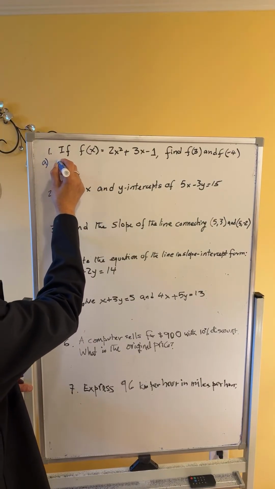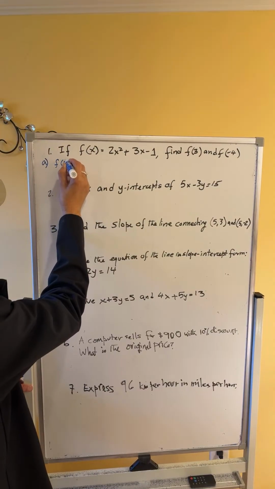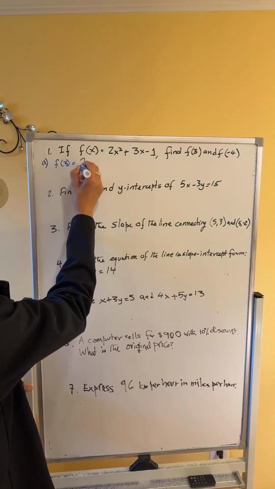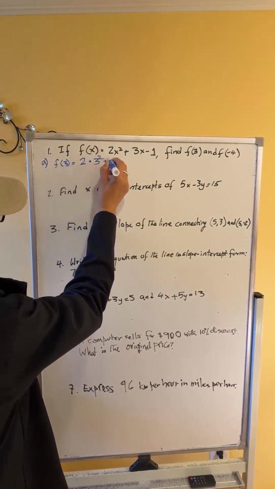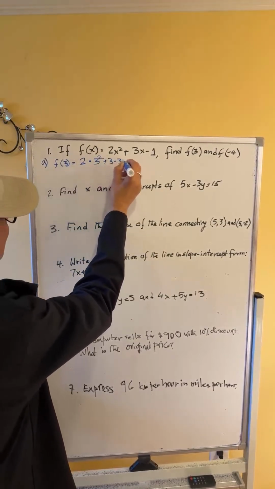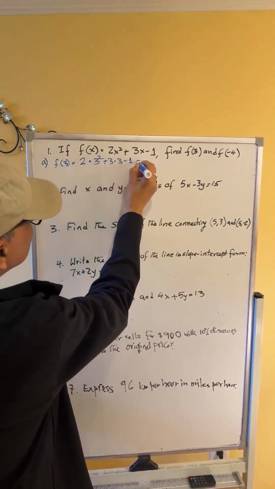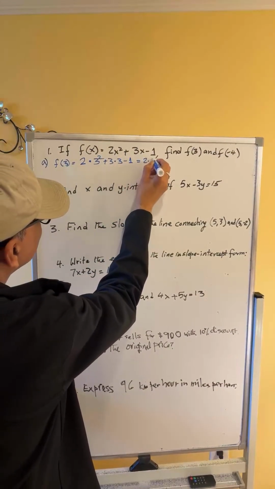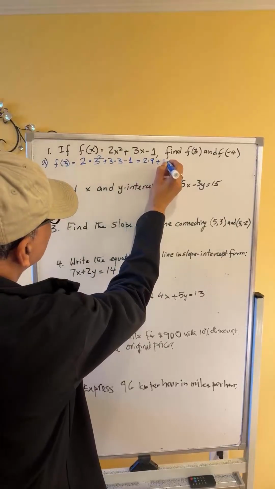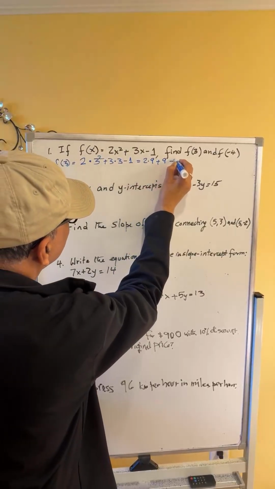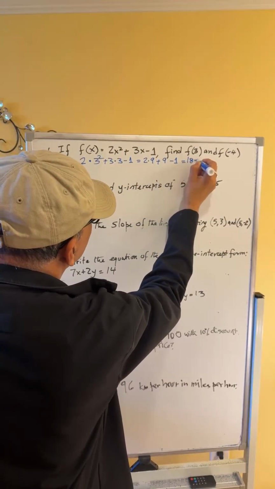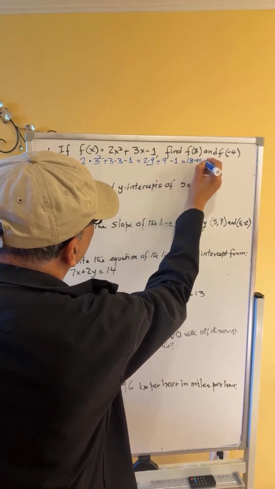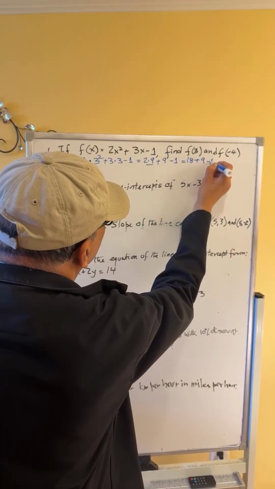So f of 3. Just plug in where x is 3. So 2 times 3 squared plus 3 times 3 minus 1, which is equal to 2 multiplied by 9 plus 3 times 3 is 9, minus 1. 2 times 9 is 18, plus 9 minus 1.